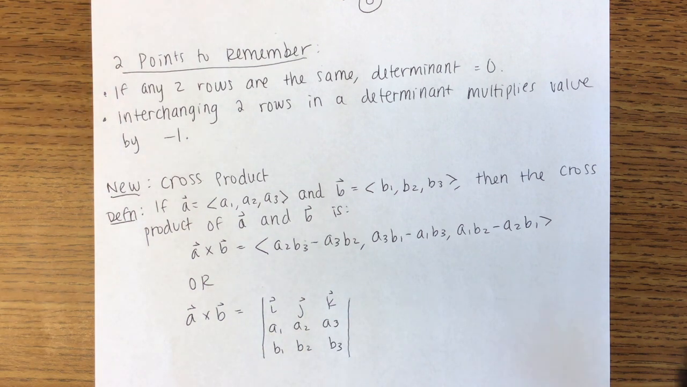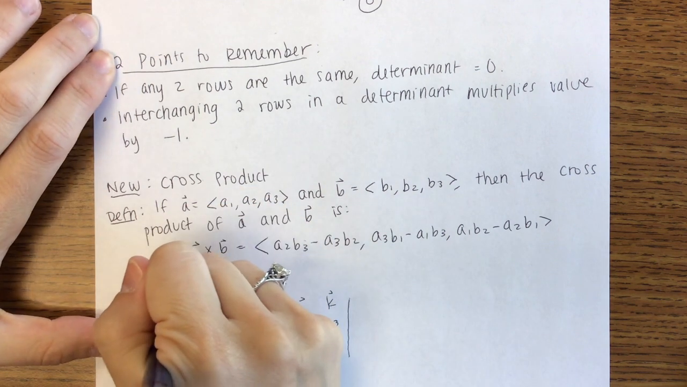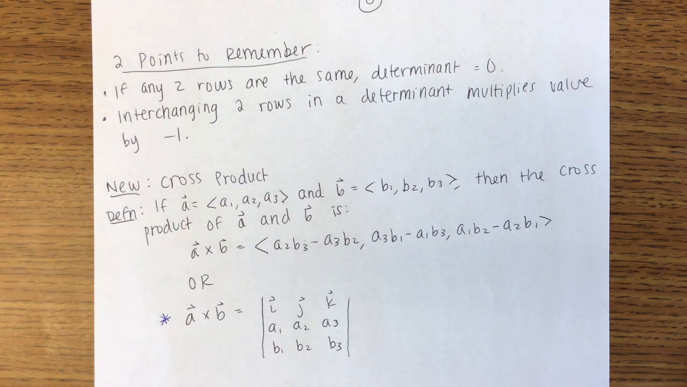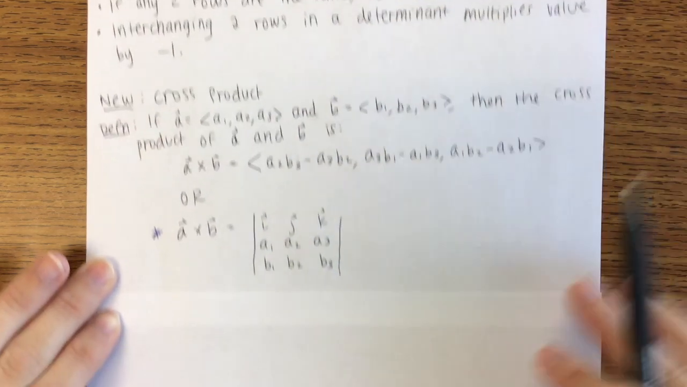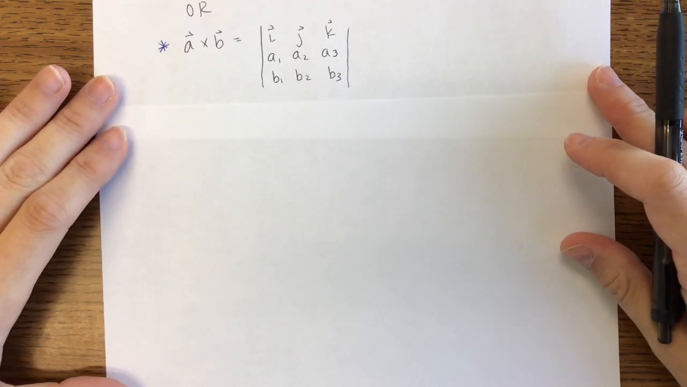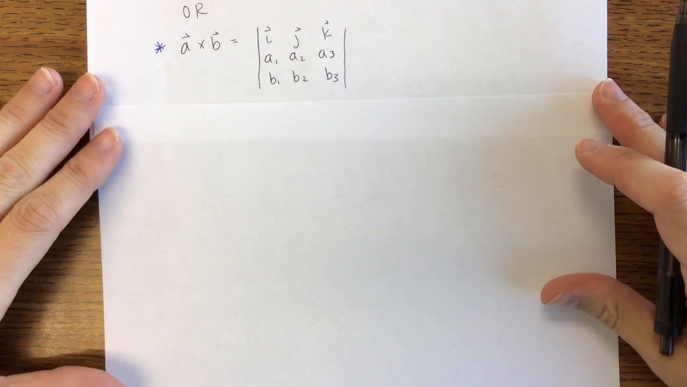So I don't care which one you remember. If I were you, I would remember this one because it doesn't involve memorizing some seemingly random formula. But that's how we're going to calculate the cross product. So we're going to do an example where we calculate one, and then we'll look at what the importance of the cross product is.